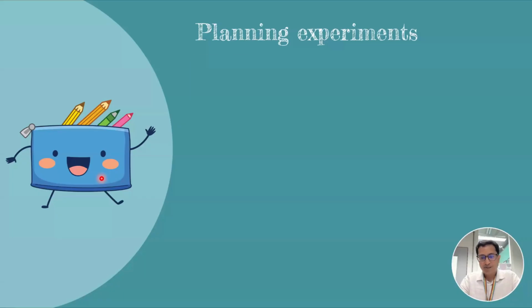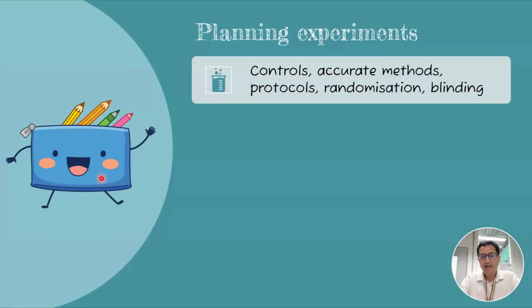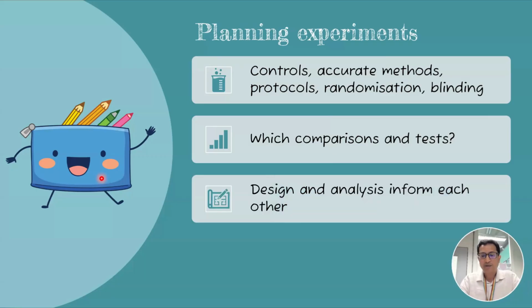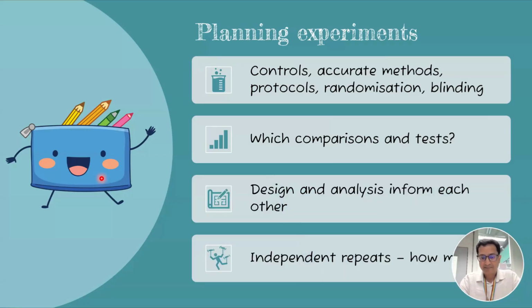And so one of the things that's useful is to plan experiments. And just like we plan controls and protocols, plan the methods and the comparisons, the tests that you would like to do at the same time. Over the next few slides, I'm going to go through some of these points about planning statistical analysis at the same time as planning your experiments.